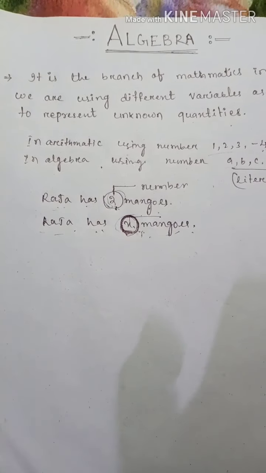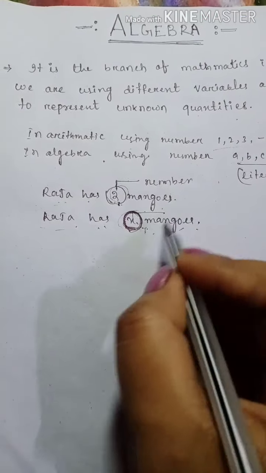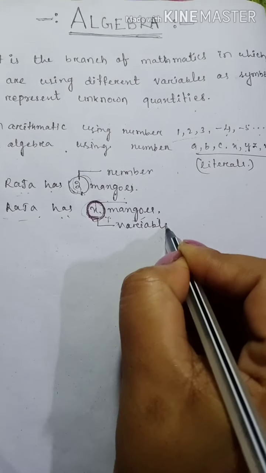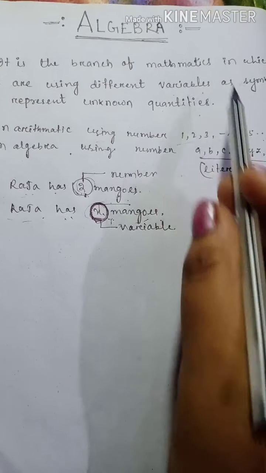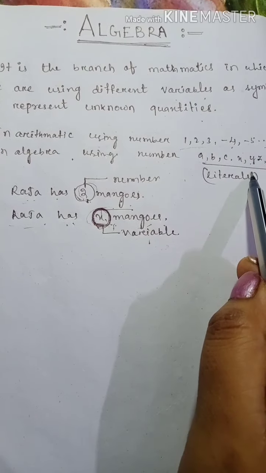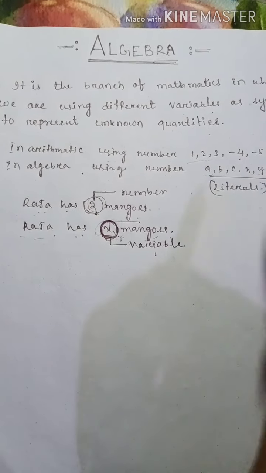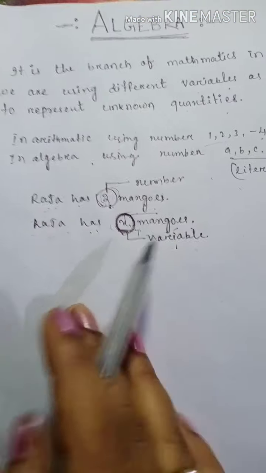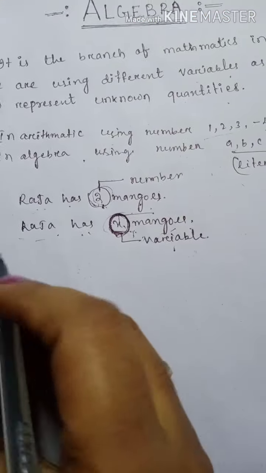Clear, students? So see, these are the numbers and these are generally variables. Can you understand variables? Variables means these are the literals which are used in place of numbers or quantities. Next term is the algebraic expression.